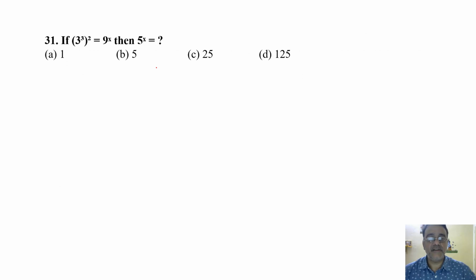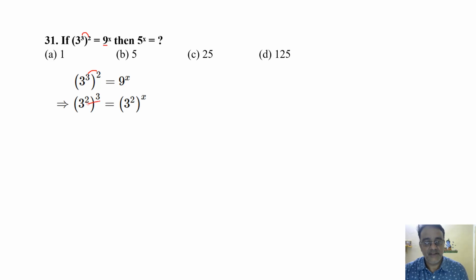If 3 to the power 3 whole to the power 2 is equal to 9 to the power x, then find the value of 5 to the power x. So first of all, 9 to the power x: 9 we can write as 3 square, and the power of these two we can multiply, okay, 3 into 2 is 6, and on this side 3 square to the power x. So 3 to the power 6 is equal to 3 to the power 2x. So if we compare, we'll get x is equal to 3.